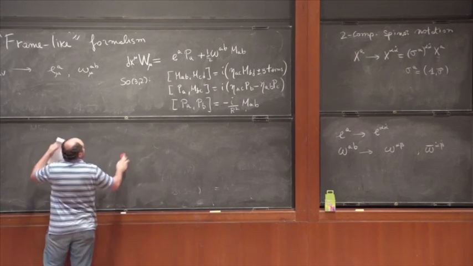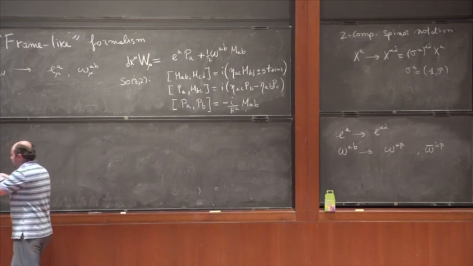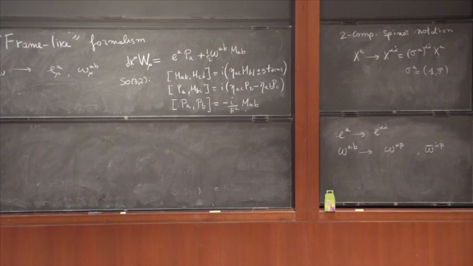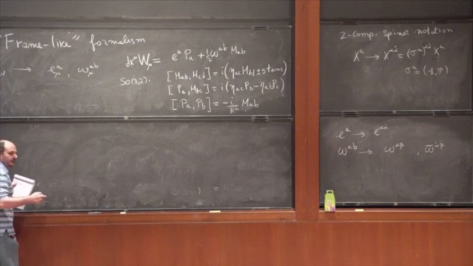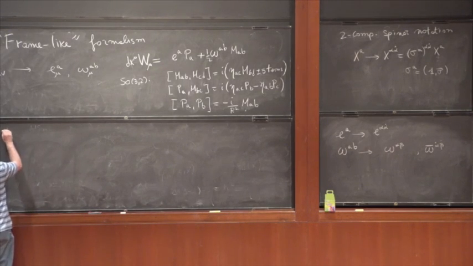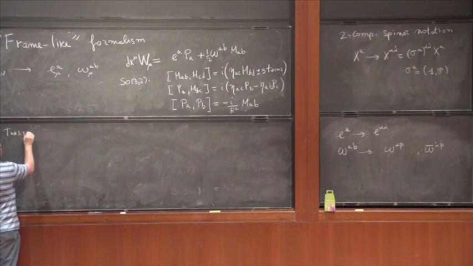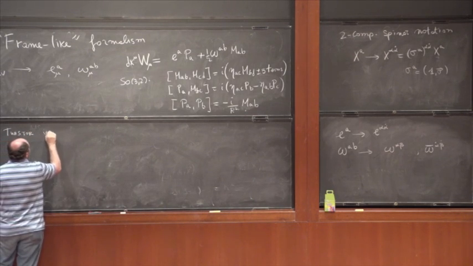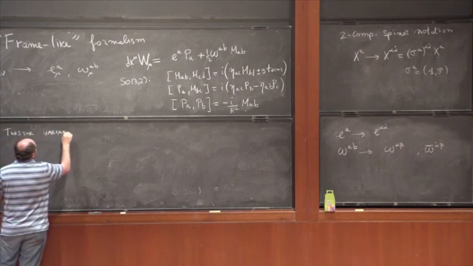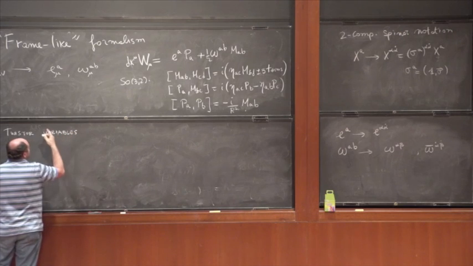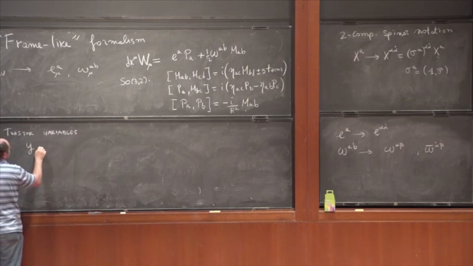Okay. Next, we introduce some auxiliary twistor variables. And it will be clear in a second why we are introducing this.